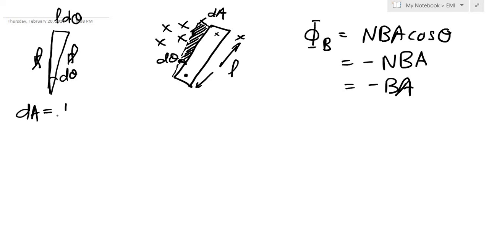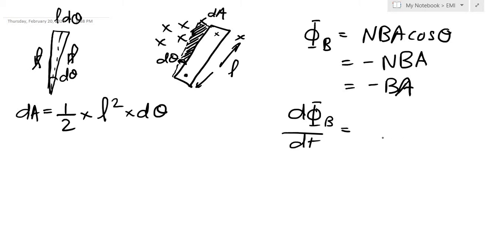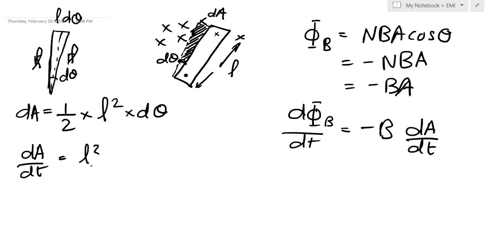So area of a triangle is half into base. Now the base is L d theta into height. Well, the height remains L and L d theta. So dA is L squared by 2 times d theta. Now we can find an expression for d phi over dt. Well, the magnetic field is a constant, so we differentiate dA with respect to time. So dA by dt, well, the length is a constant, L squared by 2, d theta by dt.